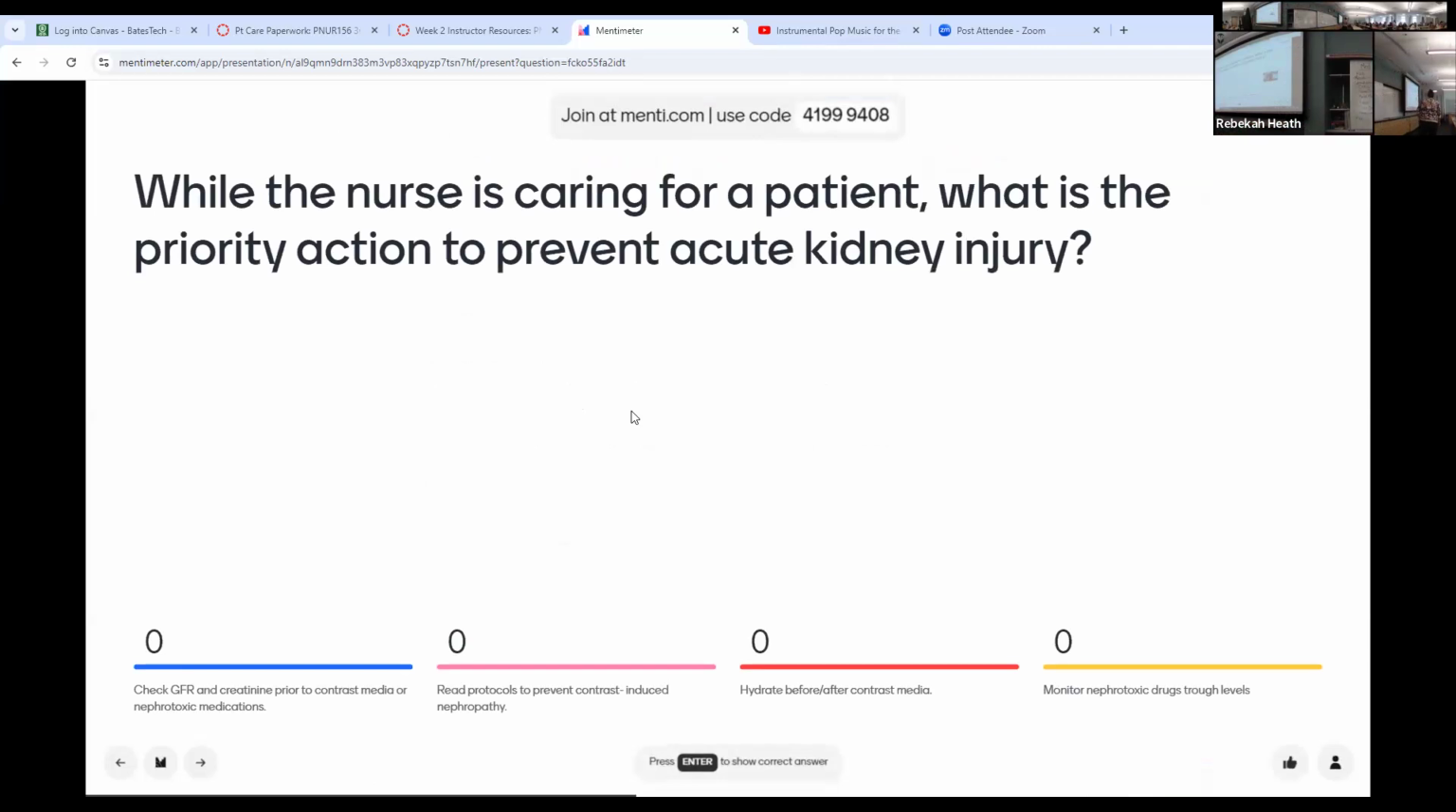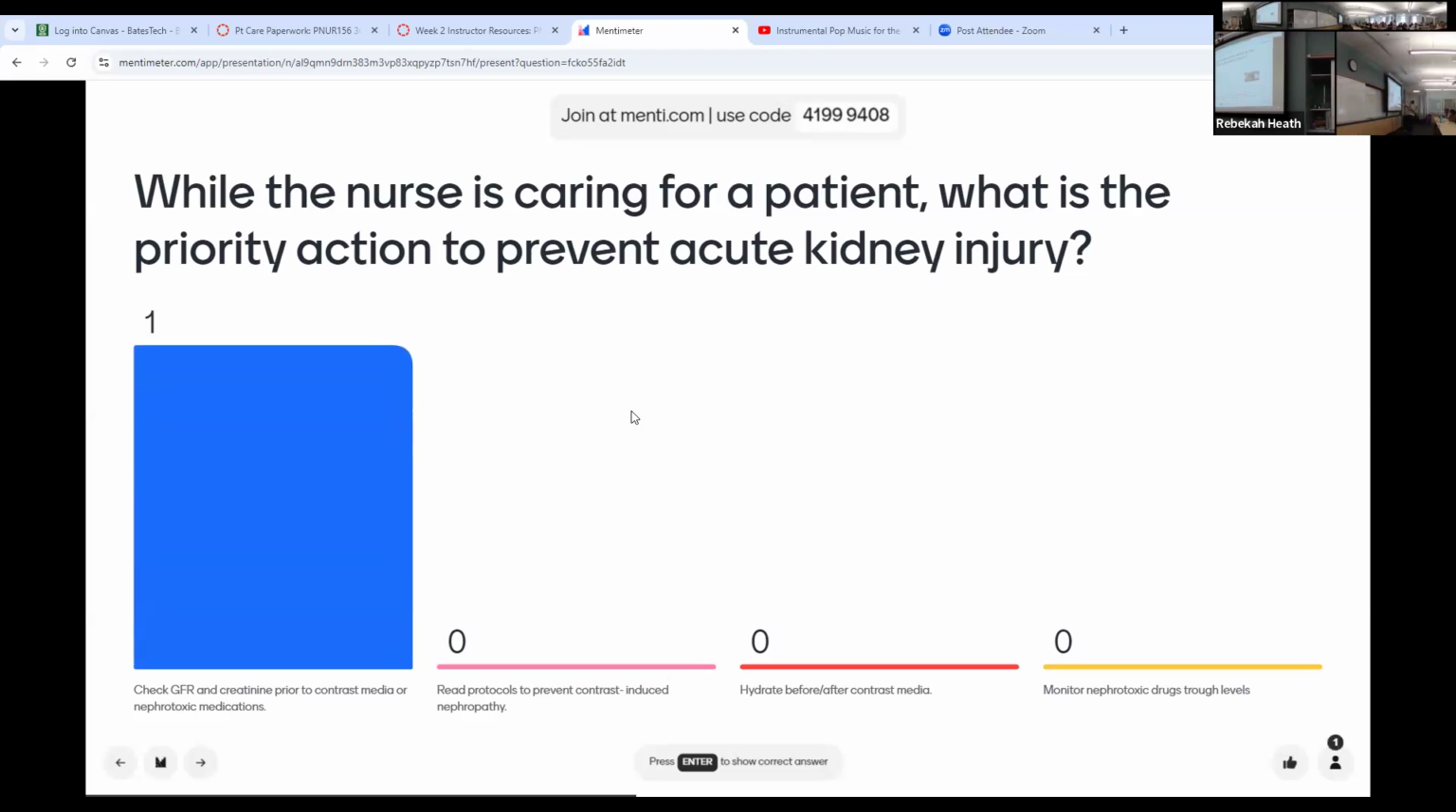While the nurse is caring for a patient, what's the priority to prevent acute kidney injuries? We check the GFR prior to contrast media or nephrotoxin. We read protocols to prevent contrast-induced nephropathy. Hydrate before and after contrast media, or monitor nephrotoxic drugs.